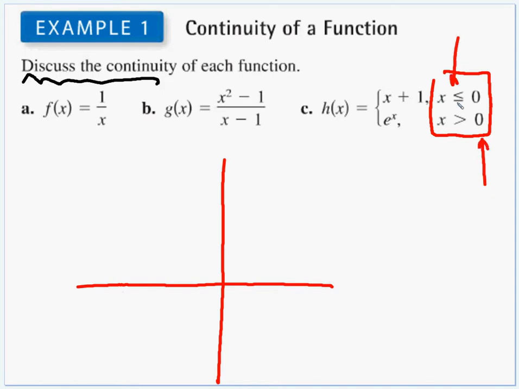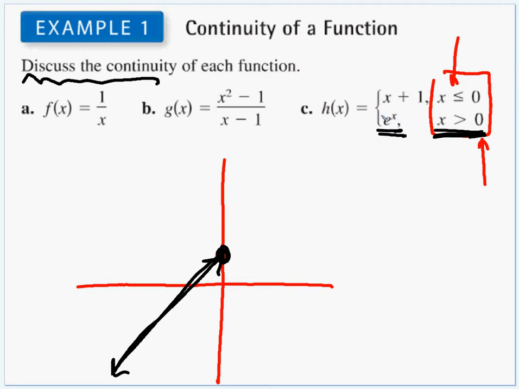So if we're less than or equal to 0, we're on this line x plus 1. So we would have a y-intercept. Let me switch to a different ink. Here's our y-intercept of 1, and our slope is positive 1. So the graph is going like this, up approaching that point. Now, e to the x, if we are greater than 0. Well, what if we put 0 in there? e to the 0 would be 1, because anything to the 0 power is 1.